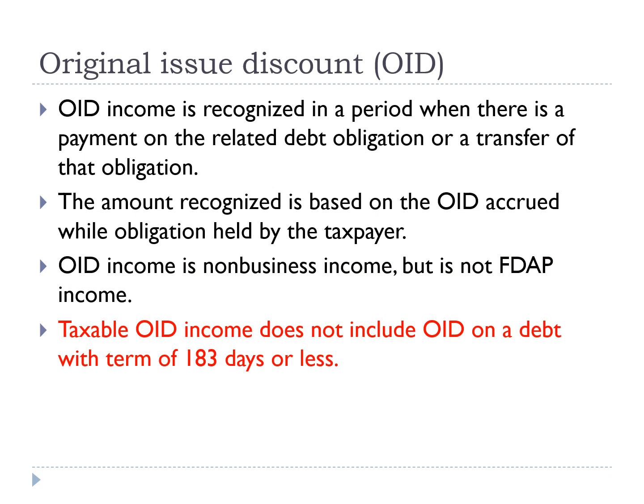If an original issue discount obligation has a term of 183 days or less, then the obligation does not meet the definition of an OID obligation under the rules for non-business income, and the amount of accrued OID is not taxable as OID.